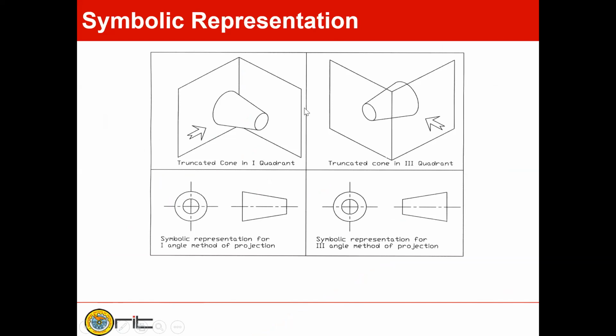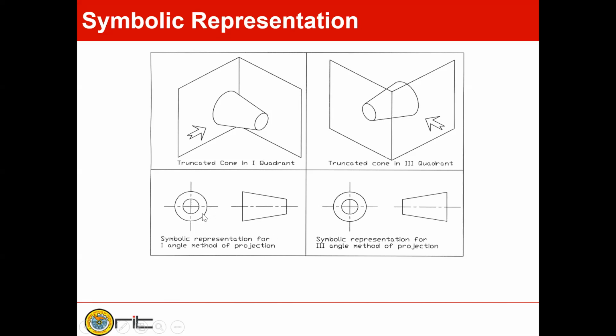So you can see here, this is the first angle projection symbol. The observer is here. So this one you will get the front view, and here you will get the top view for this particular diagram. And when it is the third angle projection method, you will get the front view here and the top view here, and it is rotated by 90 degrees. So you will get the top view here and the front view here.